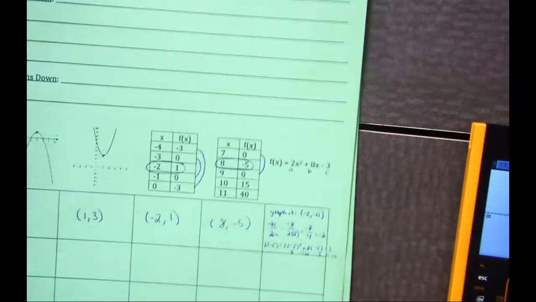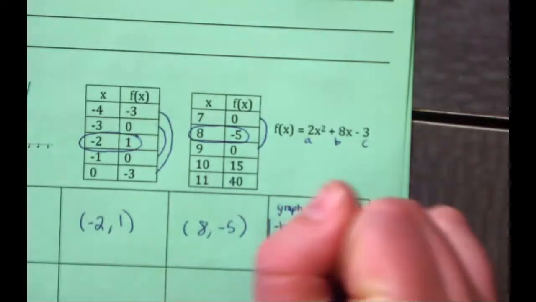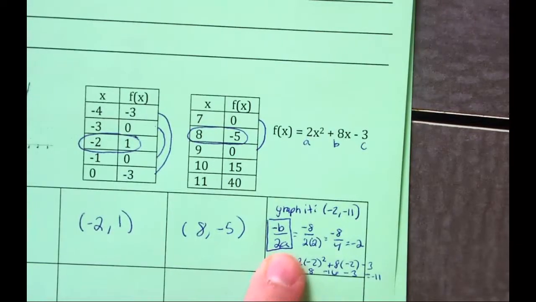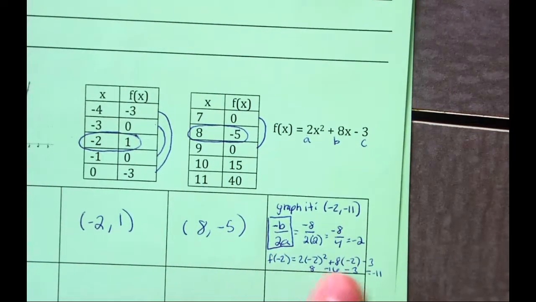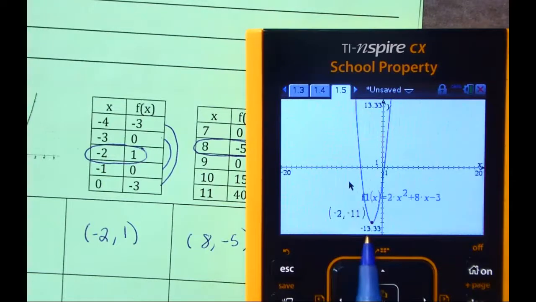So if you don't have a calculator, you can always use this formula to help you find the x-coordinate of the vertex. And then you can plug that in to get the y that goes with it. Or you can graph it and do menu, analyze graph, and then choose minimum or maximum. Either way it works.